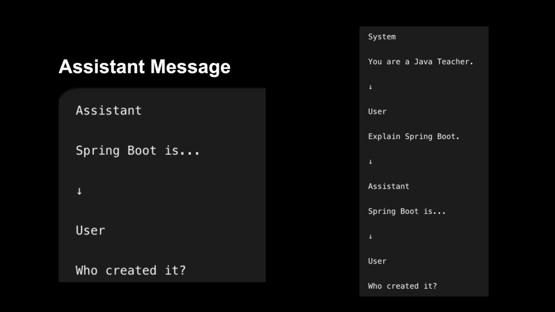Let's follow this conversation. The system prompt tells the AI to behave like a Java teacher. The user asks, "Explain Spring Boot." The assistant answers. Then the user asks, "Who created it?" Notice that the second question doesn't mention Spring Boot. Yet the AI understands. Why? Because the entire conversation is sent to the model.